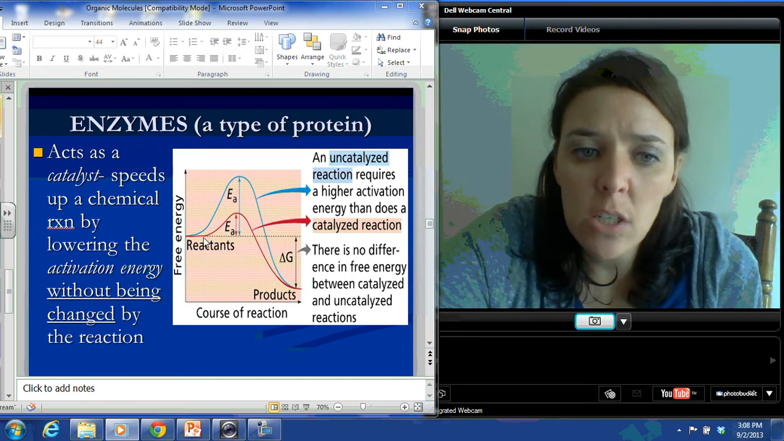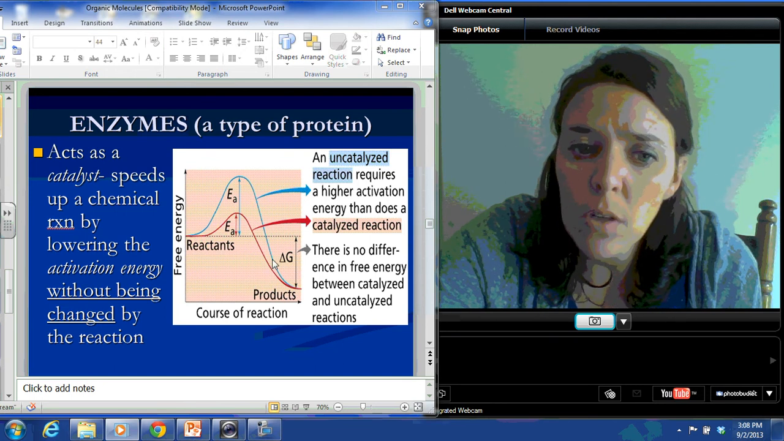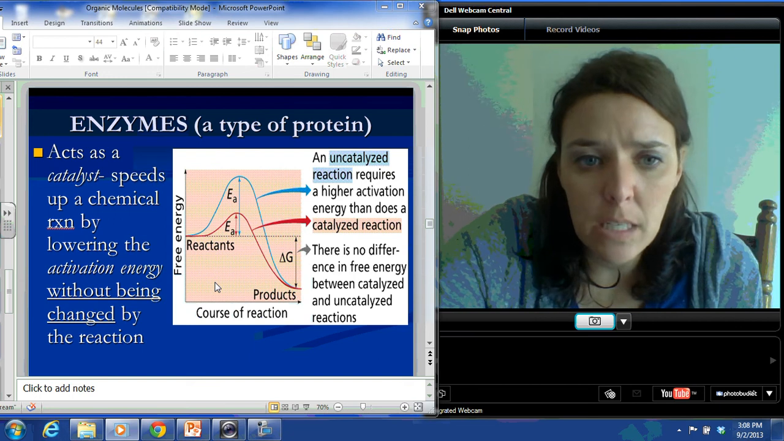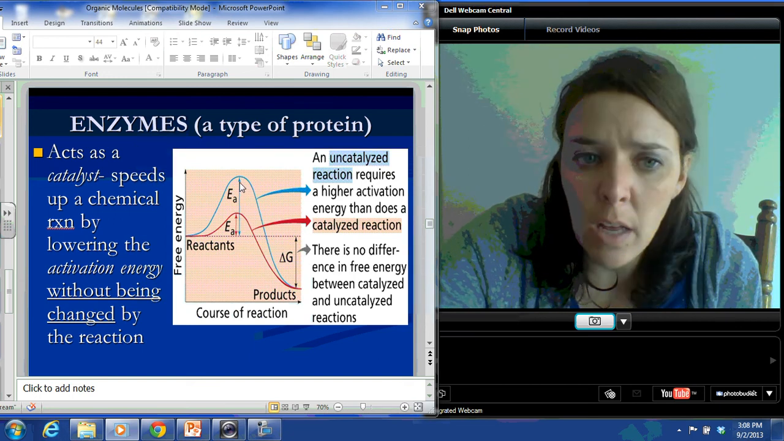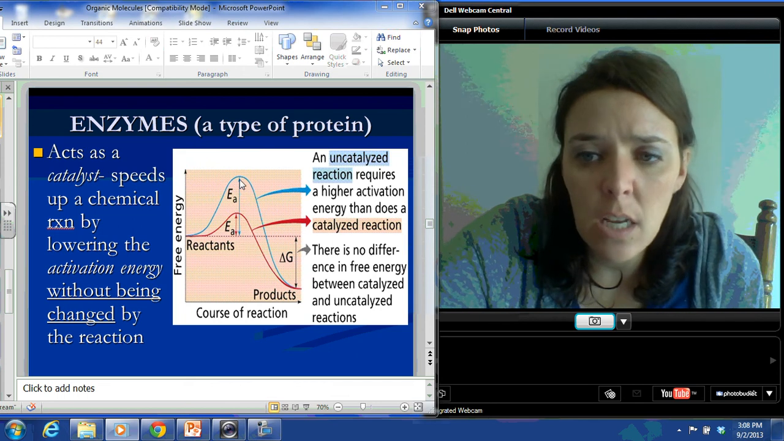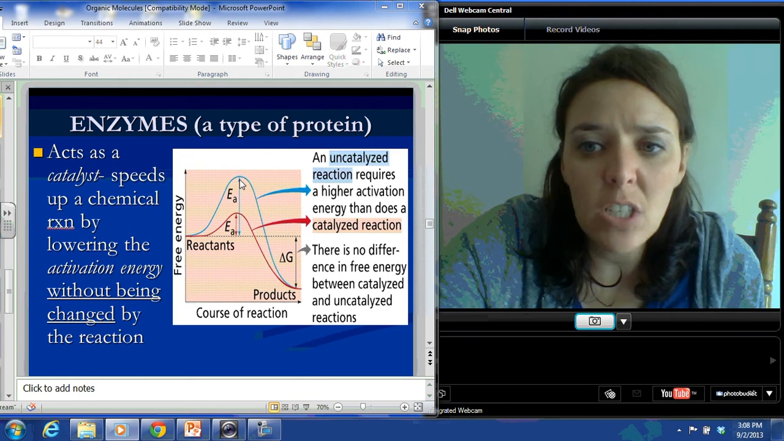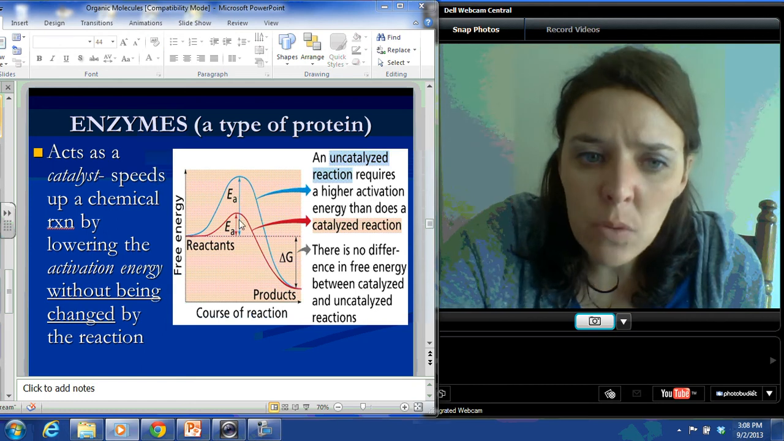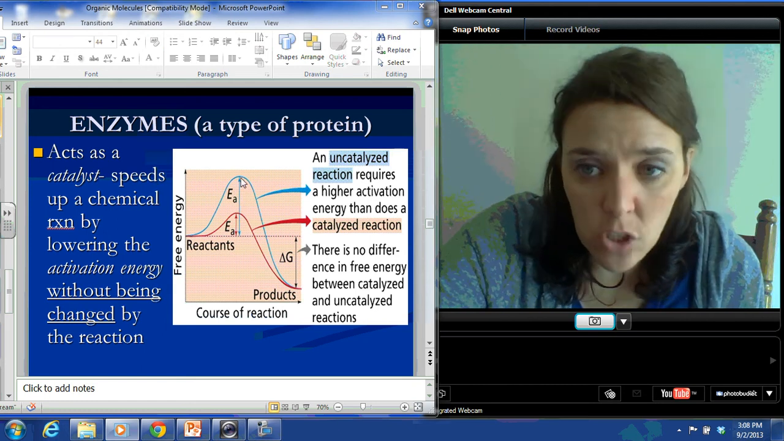This picture here shows kind of what happens. So this blue curve shows what happens when there is no enzyme present, and you can see the amount of energy it takes. The blue line with the arrows at the end shows how much activation energy is required. Activation energy, if you think about it, is how much energy is needed to activate or start the reaction. So in this blue reaction, it takes a lot of energy.